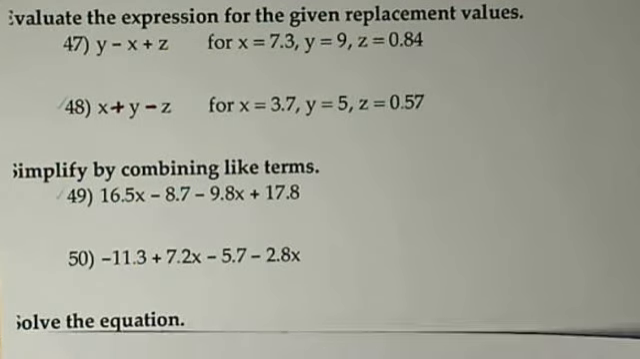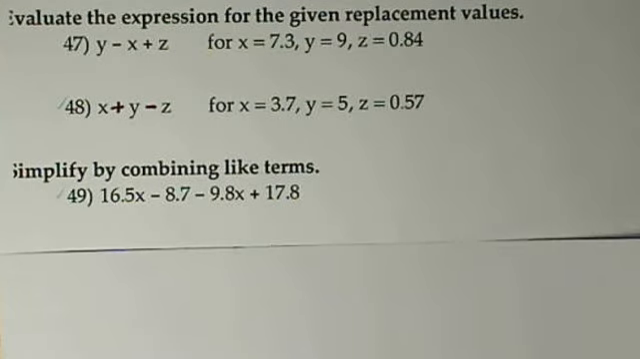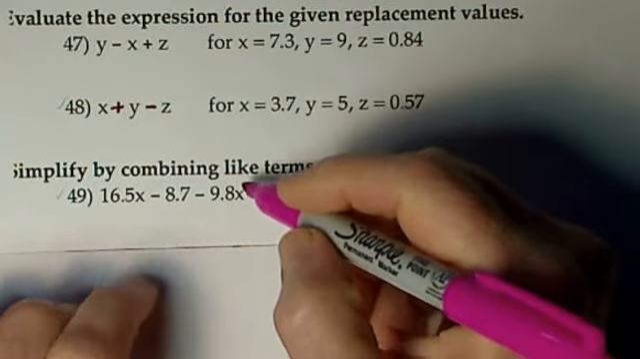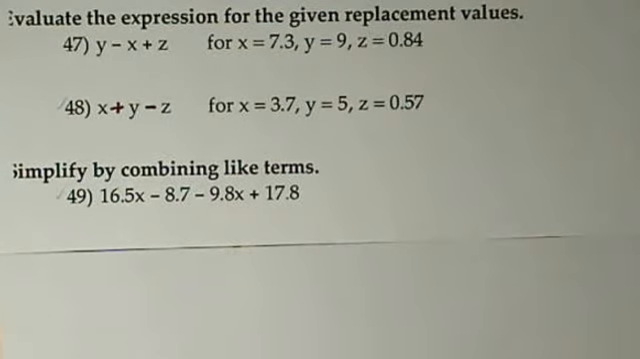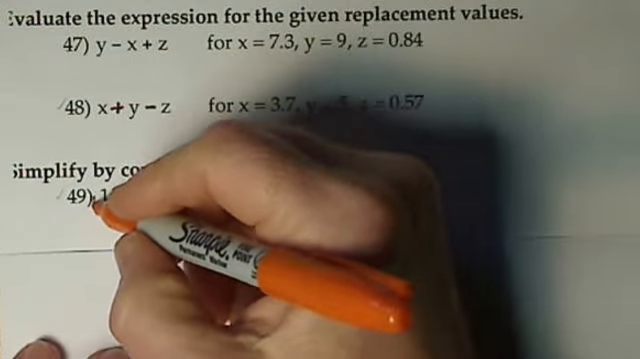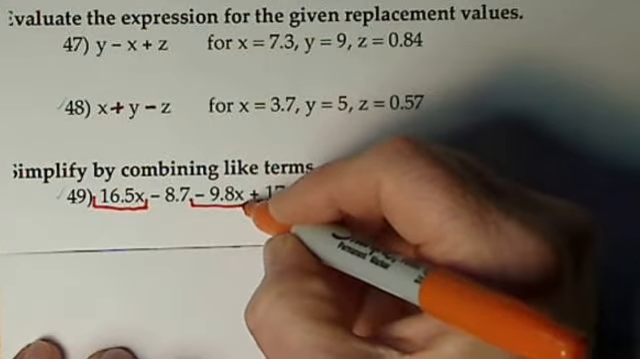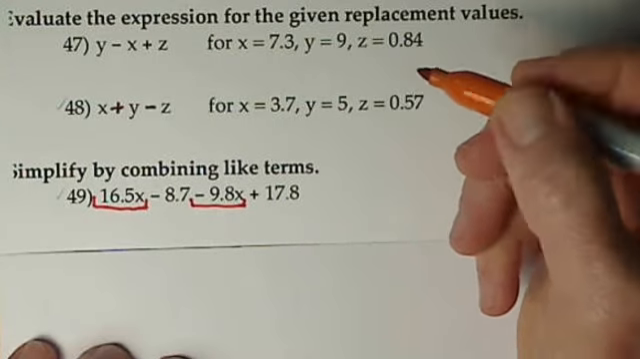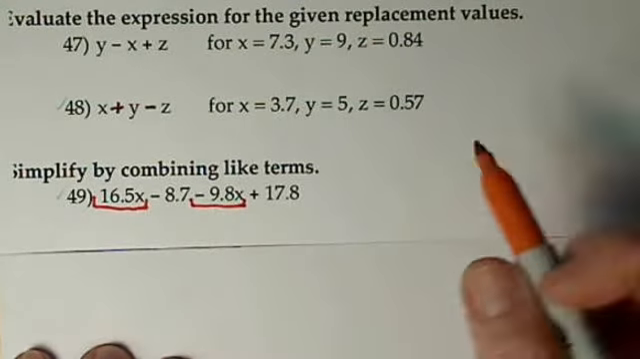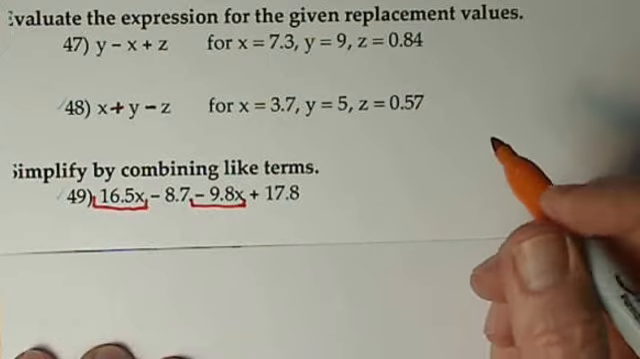Simplified by combining like terms. Okay. Like terms have the same variable and exponent. The exponent's not even written, it's a 1, so not much mystery there. Let me use a different color pen. So this positive 16.5x and negative 9.8x, those are like terms. So when I combine them, the signs are different. I'll subtract, keep the sign of the larger.